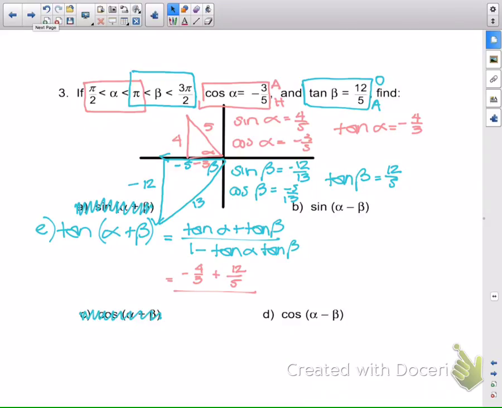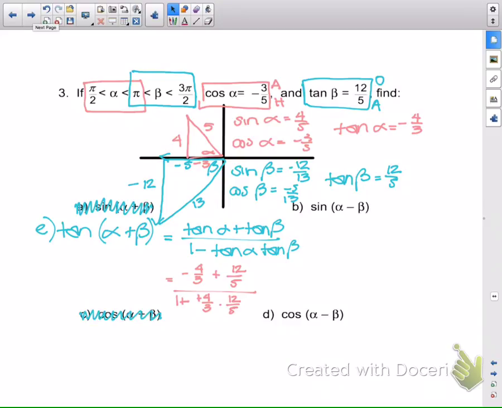On the bottom of that formula, it then says 1 minus tangent of alpha, so that's negative 4/3 times tangent beta, which is 12/5. I real quick simplify that and minus a negative on the bottom. That's going to turn into a what? Positive. Okay, then the rest of this is just dealing with fractions, which I know are our favorites.